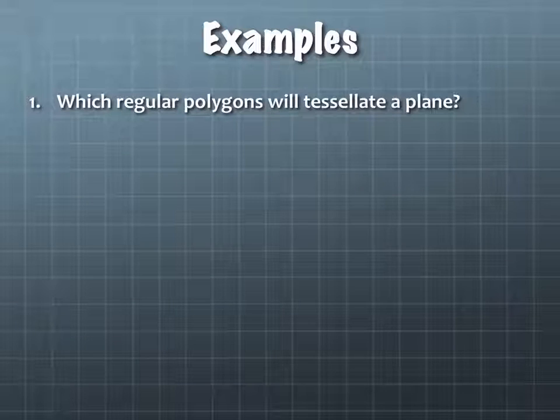So take your best guess here. Which regular polygons do you believe will tessellate a plane? Based on this discussion about degree measures and so forth, which regular polygons do you believe will tessellate a plane? If you join them like you did with your pattern blocks, which of them will actually fill in that 360 at the corner?